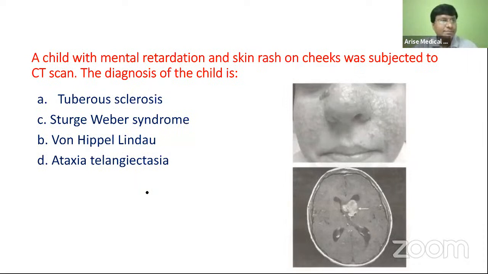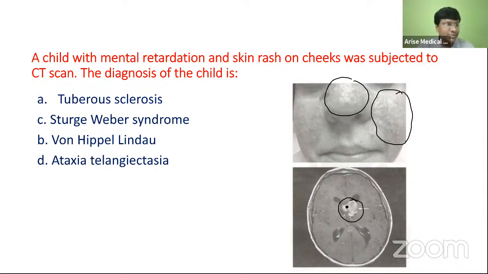Yeah, this is another very good question. A child with mental retardation and skin rash on the cheek was subjected to CT scan. The diagnosis of the child is: tuberous sclerosis, Sturge-Weber syndrome, von Hippel-Lindau, ataxia telangiectasia. Yes, any one of you? A child with mental retardation and skin rash on the cheeks was subjected to CT scan. You can see what is there on the patient's nose as well as the cheek, and you also have some lesion here. So what will be the diagnosis?